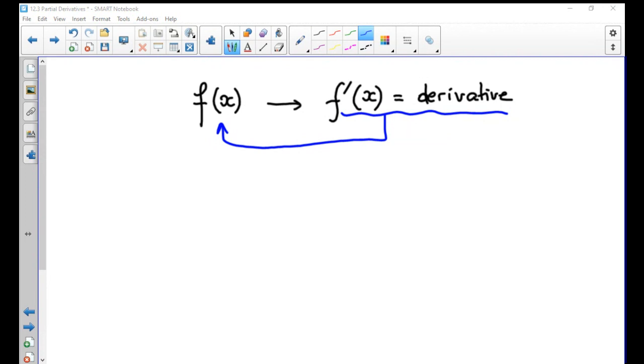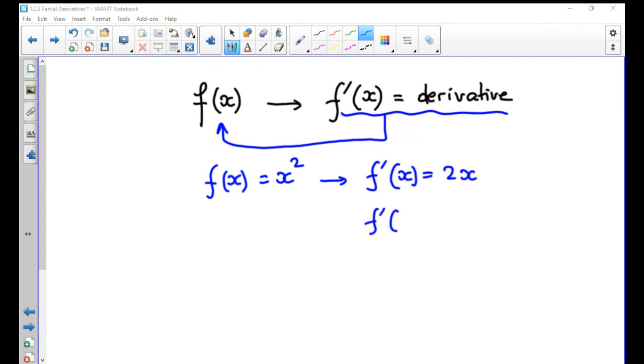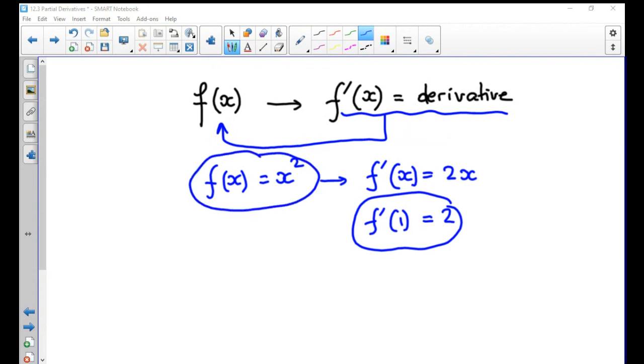For example, say the function f of x equals x squared. What is its derivative? 2x. For example, the derivative at 1 is going to be 2. What does that mean? The derivative at x equal 1 is equal to 2 for this function x squared.